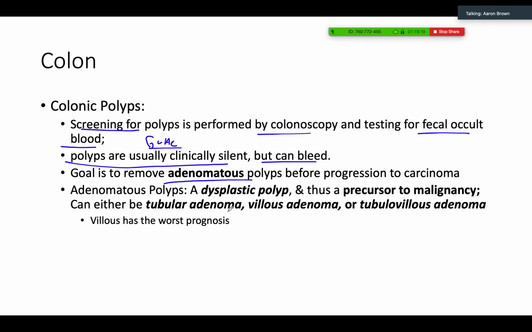Okay. Adenomatous polyps are dysplastic. They're not normal. They have some sort of mutation that's causing them to have a lot of mitosis and increase in number rapidly. And again, villus adenomas have the worst prognosis. I want you to think of a villus villain, right? The bad guy in the movie is the villus adenoma. I have seen questions that ask you, of the following types of polyps, which has the worst prognosis? You need to know that villus adenomas have the worst prognosis of all of the colon adenomatous polyps. Okay?